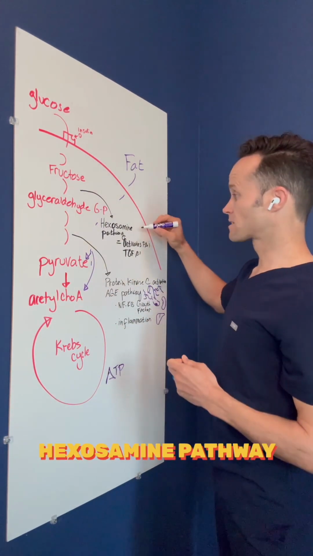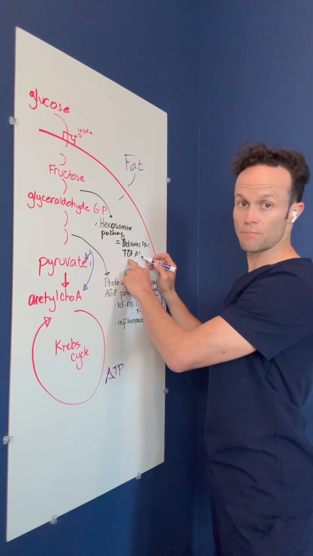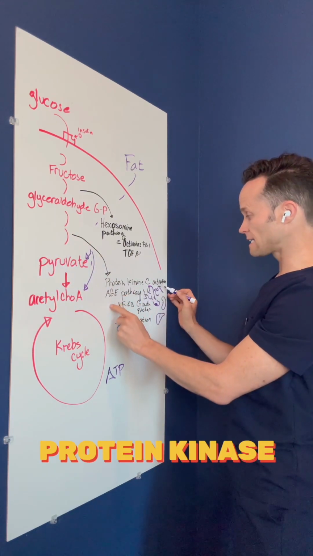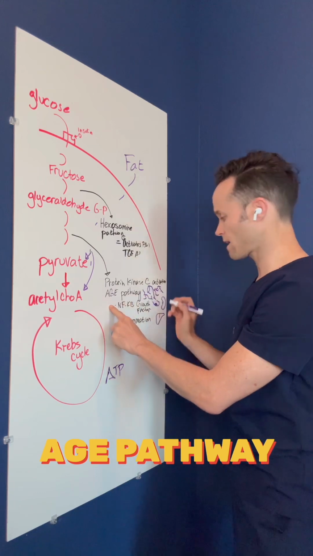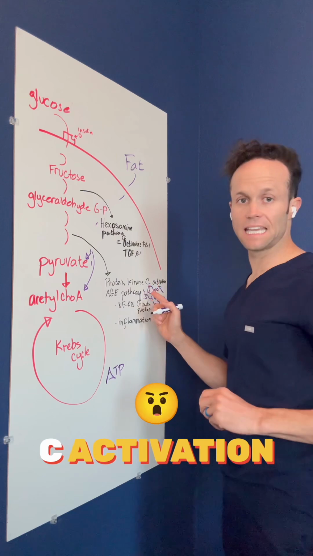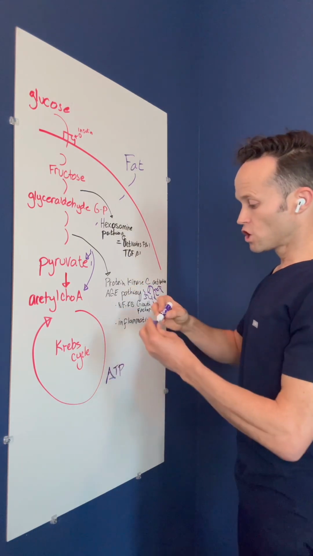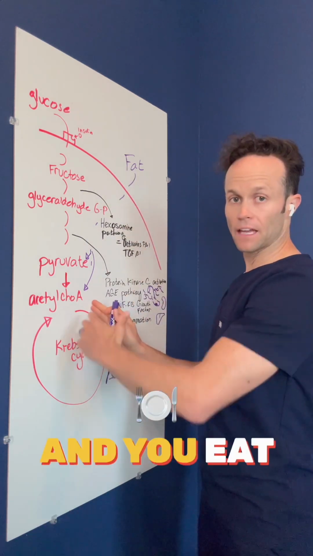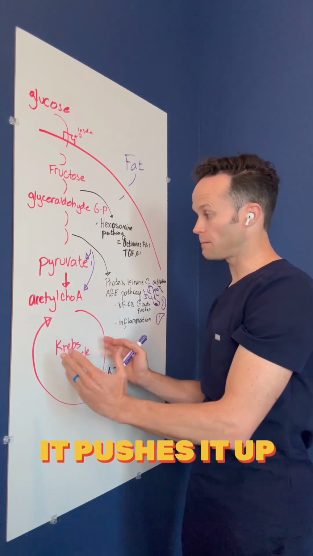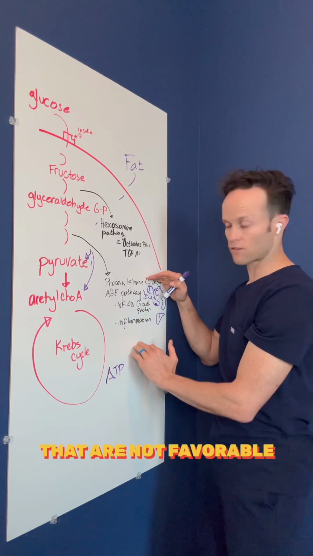Here we go. Hexosamine pathway activates PAI-1 and TGF-beta1. Then right before pyruvate, it creates the protein kinase C activation as well as the AGE pathway. Now, let's focus on this because the protein kinase C activation is one of the biggest and most harmful players. So when you eat fat and you eat sugar and you get so much in the cell it can't even deal with it, it pushes it up and you make these other end products that are not favorable.